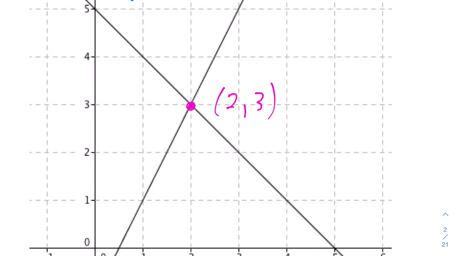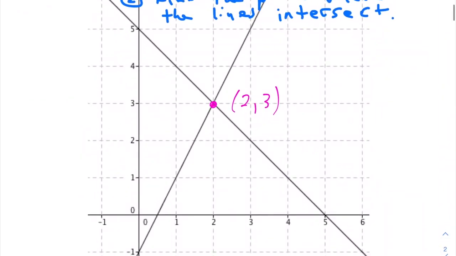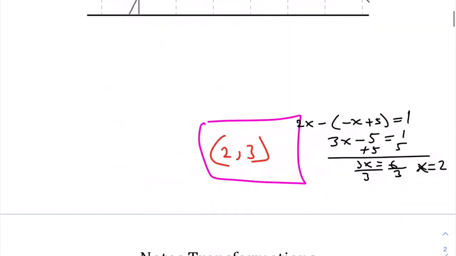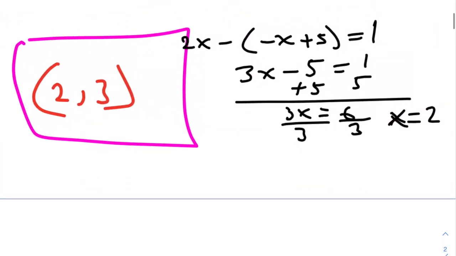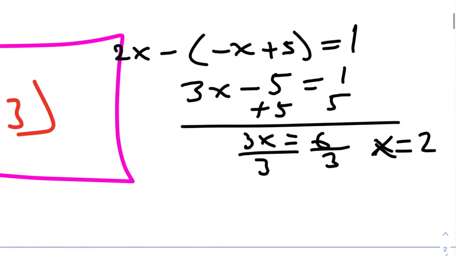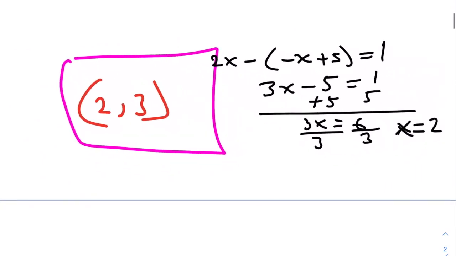By the way, some of you guys noticed that you actually could have done this using substitution. And so Mr. Johnson used y equals negative x plus 5, and he substituted it for y in 2x minus y equals 1. And then doing it by substitution, he came up with x equals 2. He substituted back in, and he got that y equals 3.